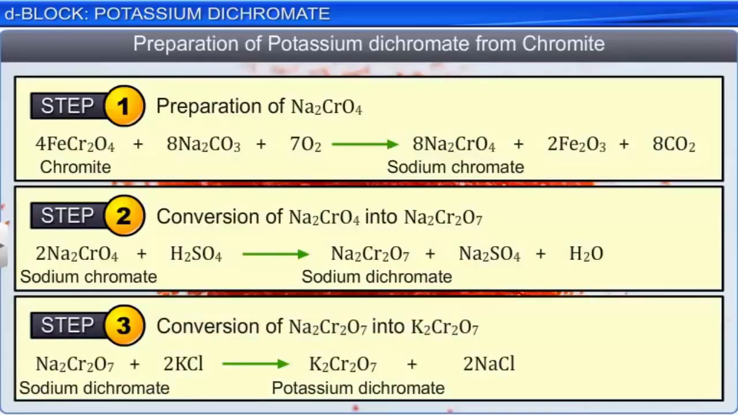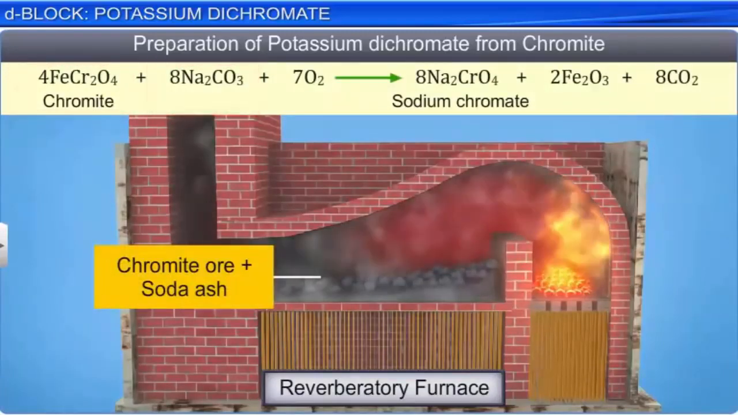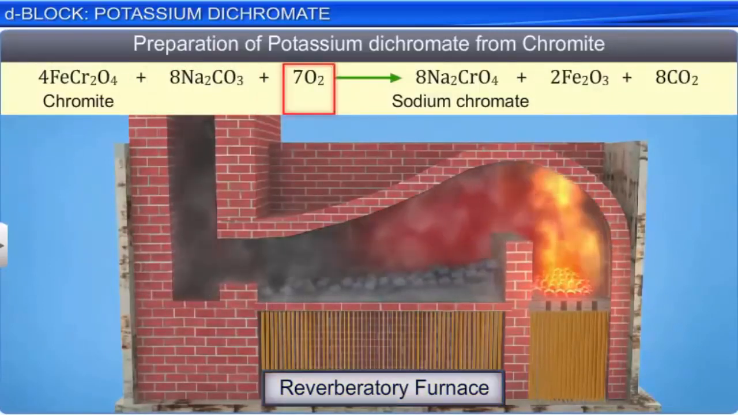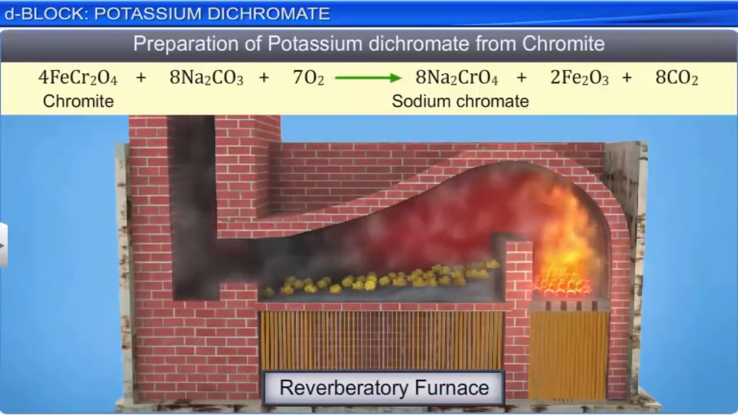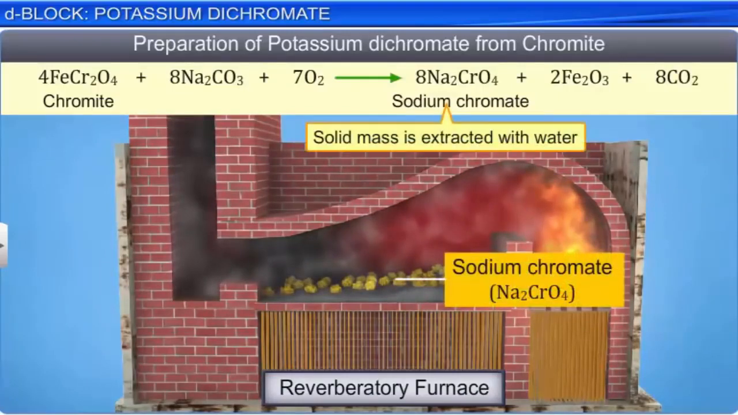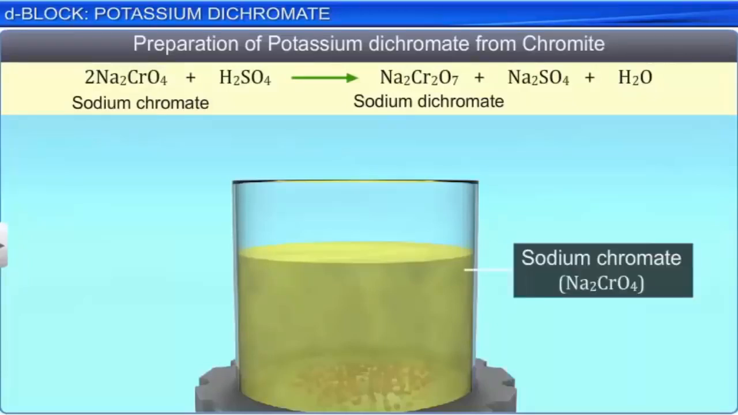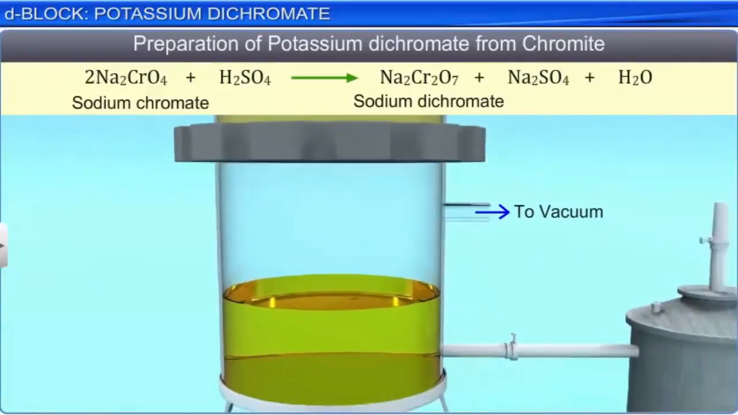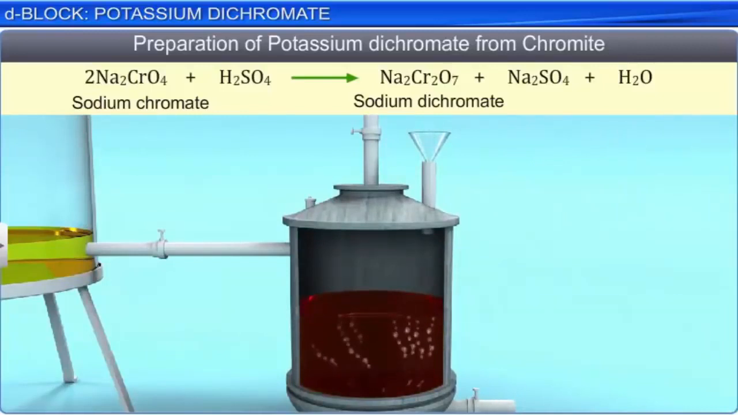Finely powdered chromite ore is mixed with soda ash and then roasted in a reverberatory or rotating furnace in excess of air. The mass turns yellow due to the formation of sodium chromate. The sodium chromate solution obtained in the first step is filtered and treated with concentrated sulfuric acid and gets converted into sodium dichromate.